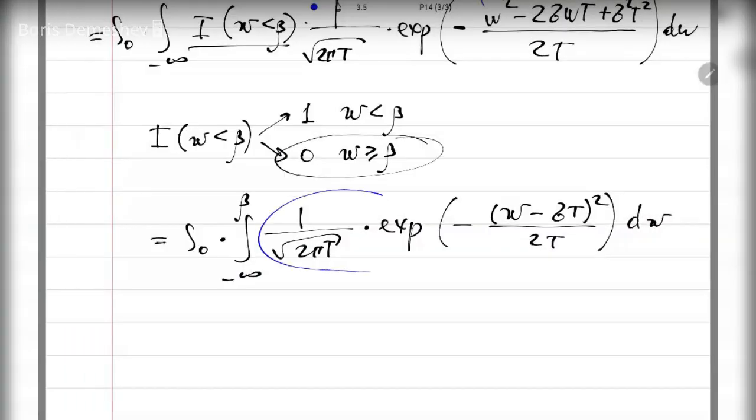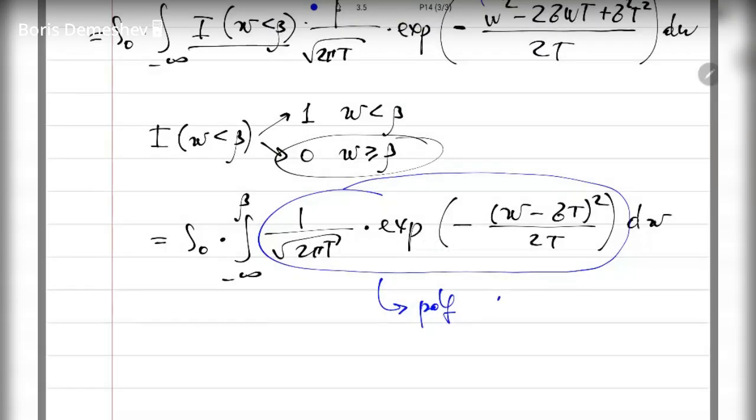What do I see here? That's a PDF. That's a PDF of a normal random variable with strange expected value. It's like mu, yeah? It's like expected value. And this is like sigma squared, yeah?